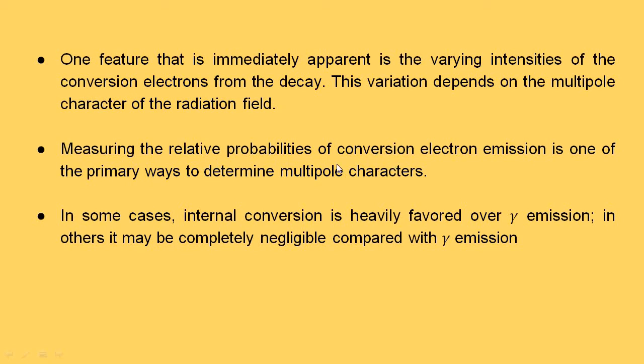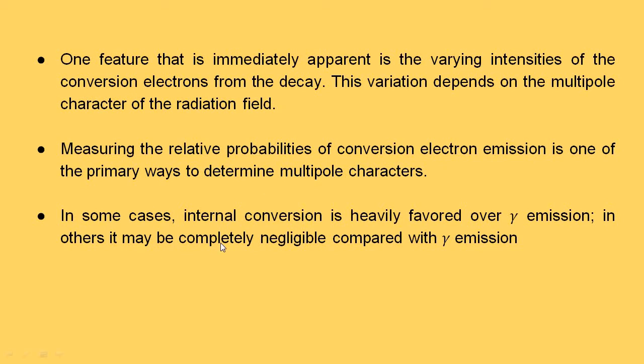Measuring the relative probabilities of conversion electron emission is one of the primary ways to determine multipole characters. That means if a particular multipole radiation is not possible, in that case more internal conversion will be possible. And if a particular multipole character radiation is more preferred, in that case internal conversion will be less.